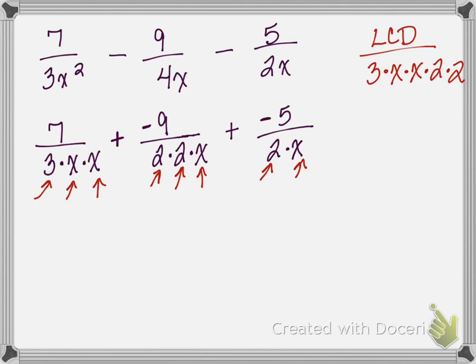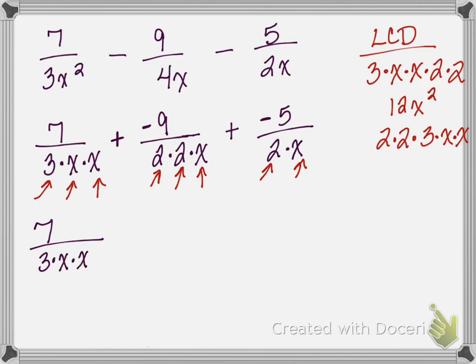Now, some students at this point like to think of their LCD as 12x squared. That's okay. I prefer that you leave it broken down because then you are sure you don't forget anything. Okay. So my first one is 7 over 3 times x times x. I have a 3, I have an x, and I have an x. What's missing? That's 2 2s. 2 times 2. So I have 2 times 2. If I do it in the bottom, I have to do it in the top.